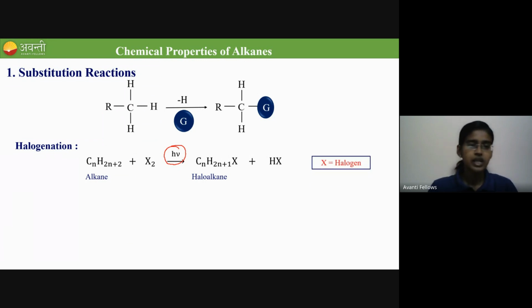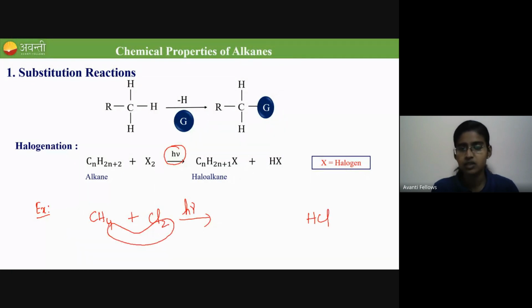Let me give you an example for this reaction. Let me take CH4, methane, as an example. To this methane, I want to add chlorine, in presence of hν. Now what will happen here? One of the hydrogens will go out with Cl as HCl, and the remaining is CH3Cl. What is this? This is chloromethane. Since the haloalkane is derived from methane, the name of the haloalkane is chloromethane.